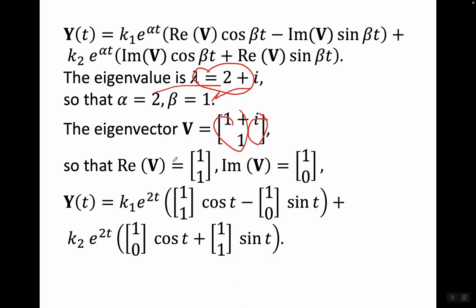So y(t) is going to be k1 e^(2t), again, that's our alpha, times this, again, we've got (1, 1) cos t minus (1, 0) sin t, plus k2 e^(2t), again, that's our alpha. Then we've got (1, 0) cos t plus (1, 1) sin t. And there we have it. That's our general solution to that system of differential equations.